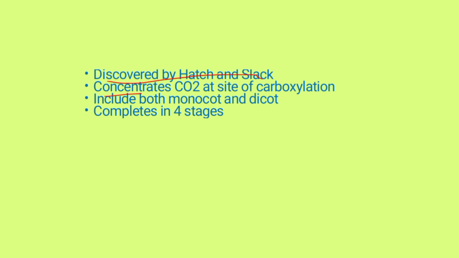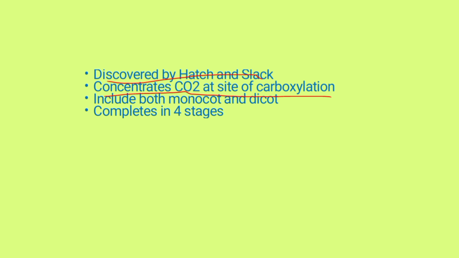The C4 cycle concentrates CO2 at the site of carboxylation, keeping the CO2 concentration high enough for Rubisco to bind carbon dioxide rather than oxygen. In this way, C4 cycle has evolved to minimize photorespiration.